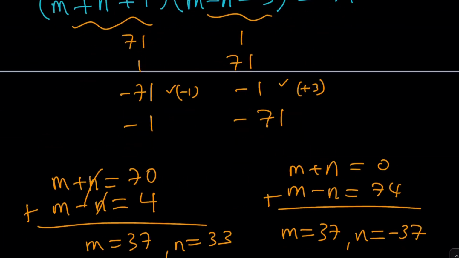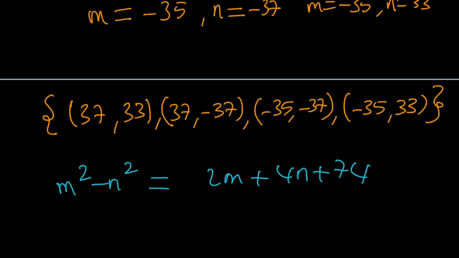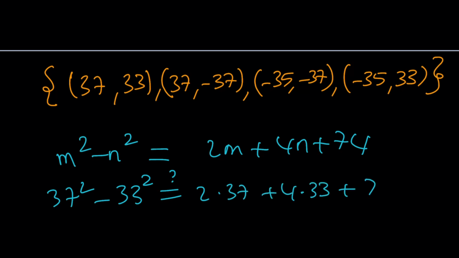But you can always check your work. I mean, you don't have to, but if you have time left, what if you made a mistake, right? So you can go ahead and write this as m squared minus n squared, the original problem, equals 2m plus 4n plus 74. Now let's just take a couple of these. Maybe the positive one is probably an easier version. Let's plug in 37 and 33. 37 squared minus 33 squared. Is that equal to, I don't know yet, right? 2 times 37 plus 4 times 33 plus 74.